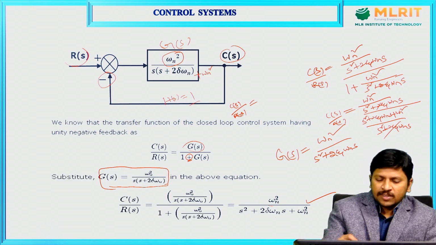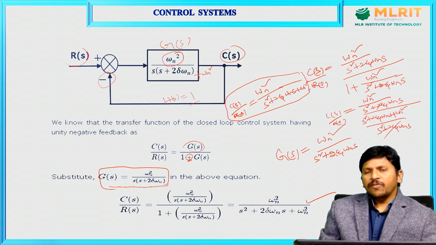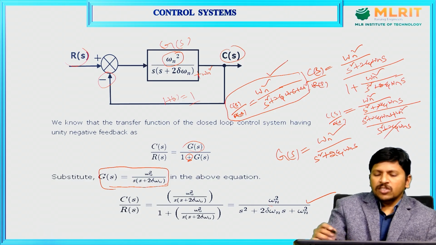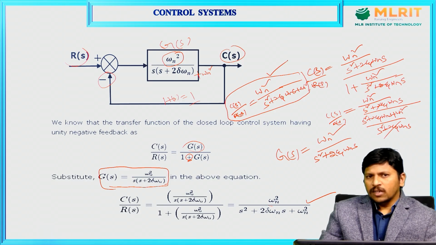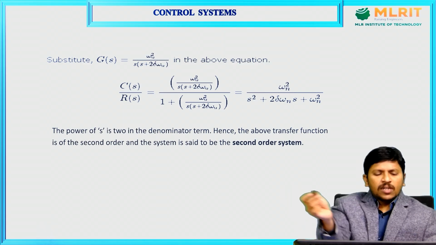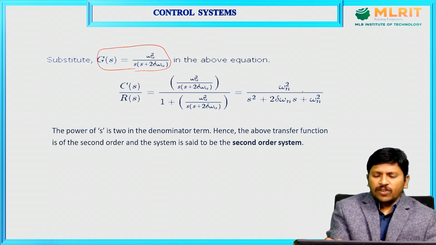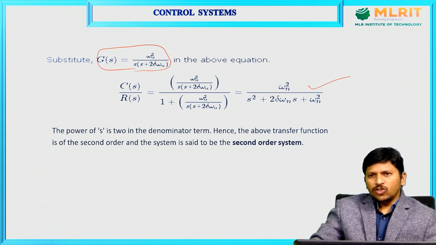system. Simply here, see omega n square divided by s square plus 2 zeta omega n s plus omega n square. This is the transfer function we write for every unity feedback system. This one we are going to get, that is the transfer function of the given second order system. Here, when we substitute, we get this one in G(s), right.